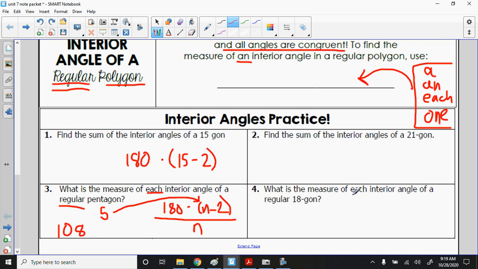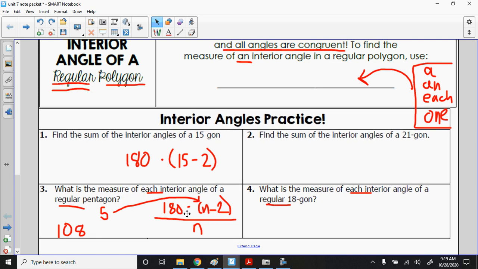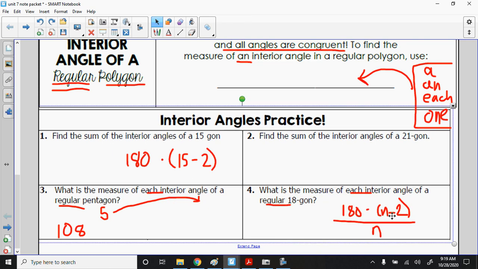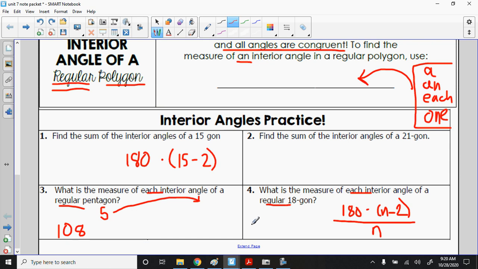What's the measure of each? There's our keyword, and regular. Those are the two things we need to know. And now I can just use this formula. Now I'm putting 18 in. So I'm going to take 18 minus 2, times 180, and then divide it by 18. And then the answer here would be 160.